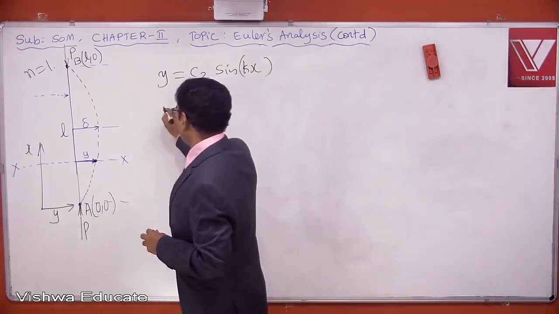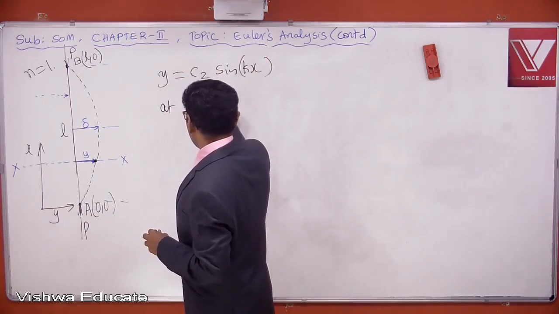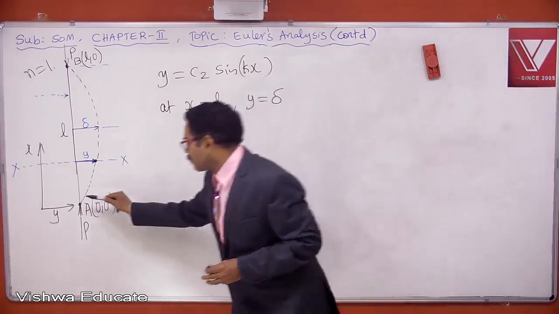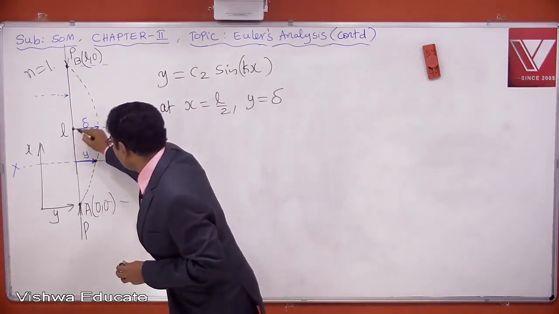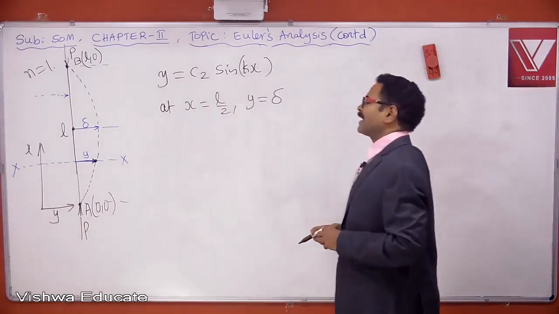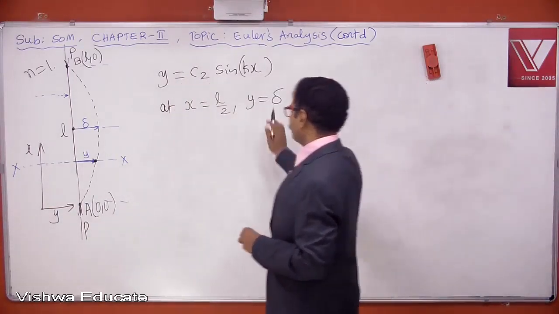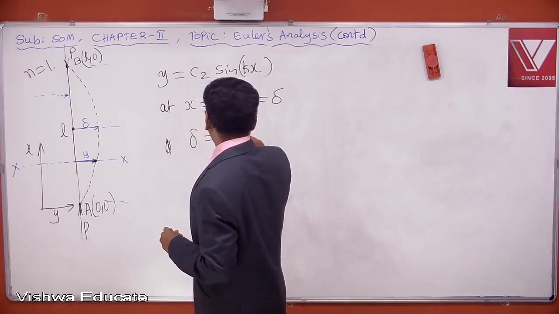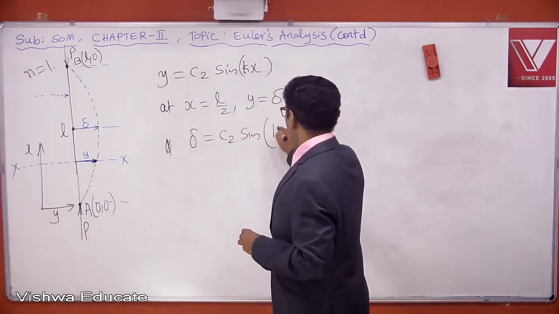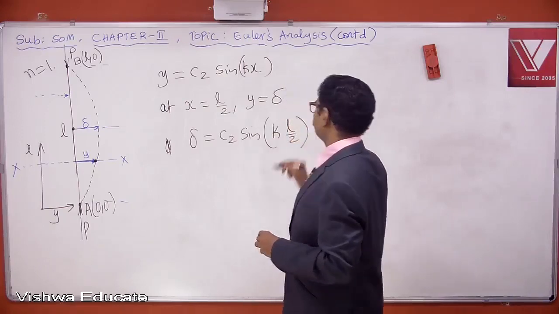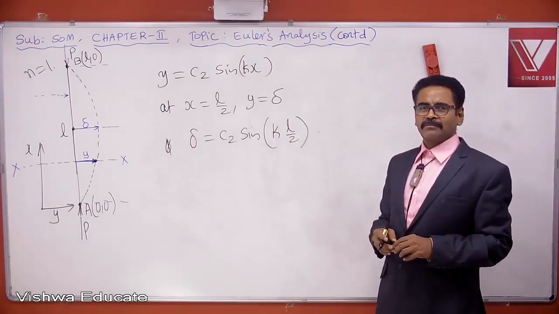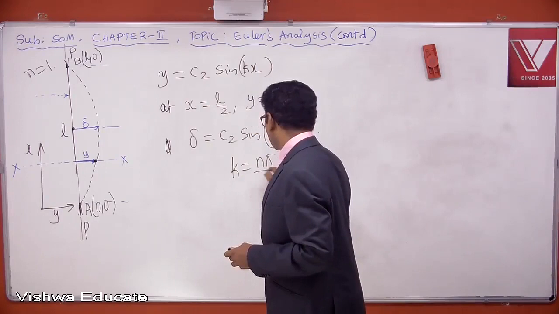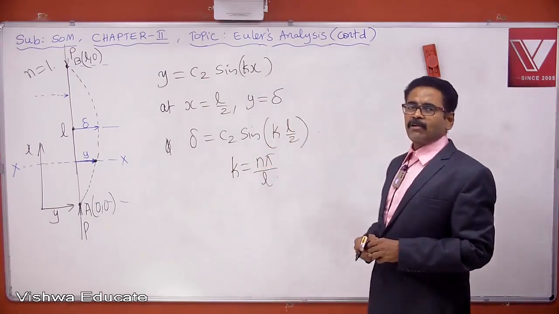To find C2, I may use another boundary condition. At x is equal to L by 2, y is equal to delta. x is equal to L by 2 means midpoint. At the midpoint, what is the displacement? Delta. So I am putting this boundary condition. Delta is equal to C2 into sin k into L by 2. What is k? We know k is equal to n pi by L.